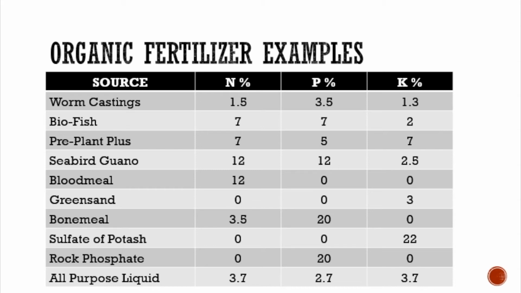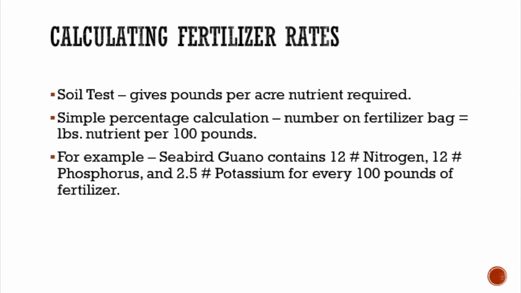Each one of these, as we look at the numbers that are listed, represent the percentage of either nitrogen, phosphorus, or potassium that those products are going to have. Dry products are based on a 100-pound weight. If I look at the worm castings, that means there would be 1.5 pounds of actual nitrogen for every 100 pounds of fertilizer that I would use. Phosphorus, there would be 3.5 pounds for every 100 pounds of fertilizer. And potassium, 1.3 pounds for every 100 pounds of fertilizer. That's important for us to be able to calculate the amount of nutrients necessary to grow these crops.